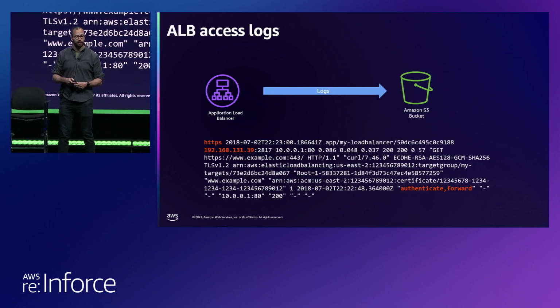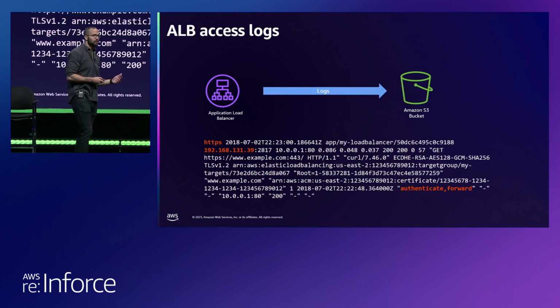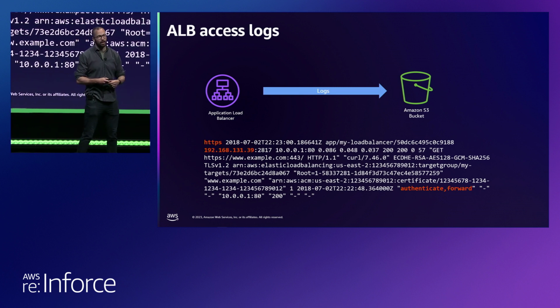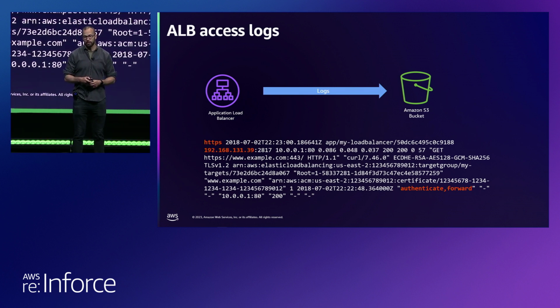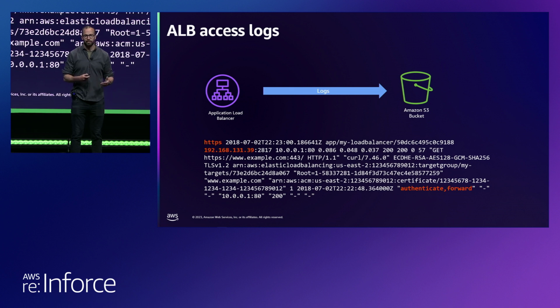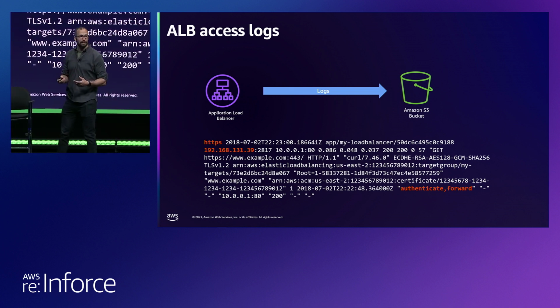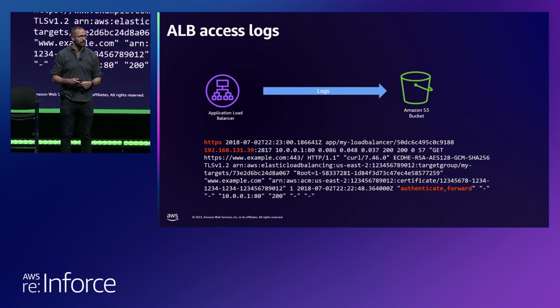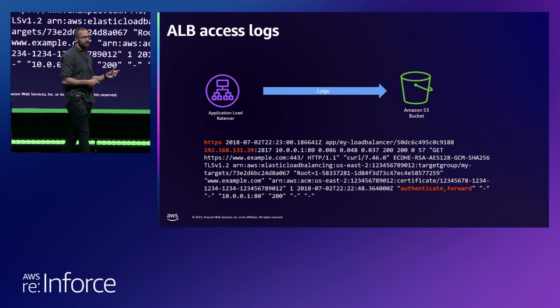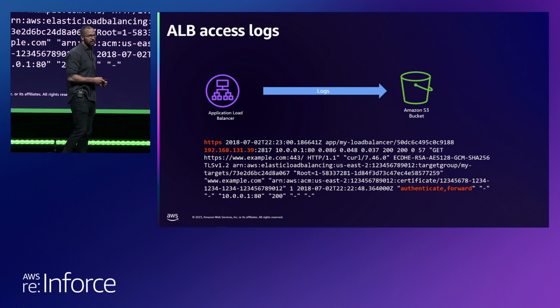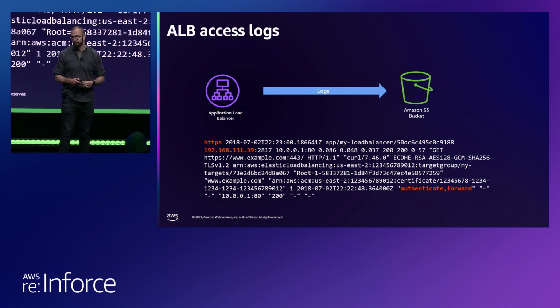From a logging point of view, the application load balancer allows you to generate logs of any communication that happens on the ALB. You can see the source and destination IP addresses, the path that was accessed, and the fact that authentication was occurring. Unfortunately, you will not be able to see the details of the user that's trying to authenticate.